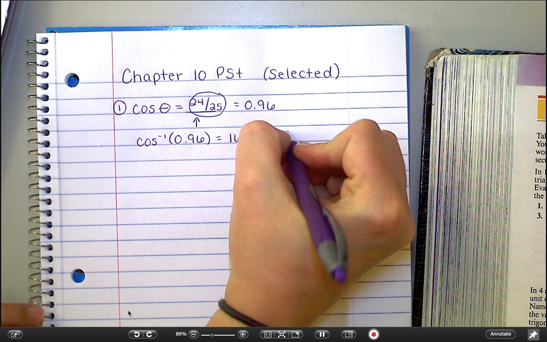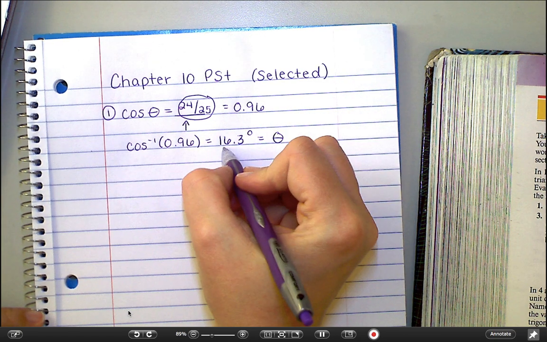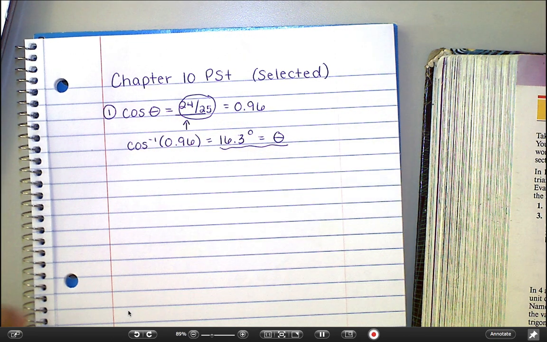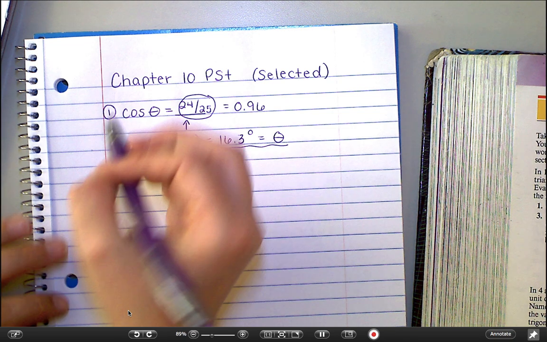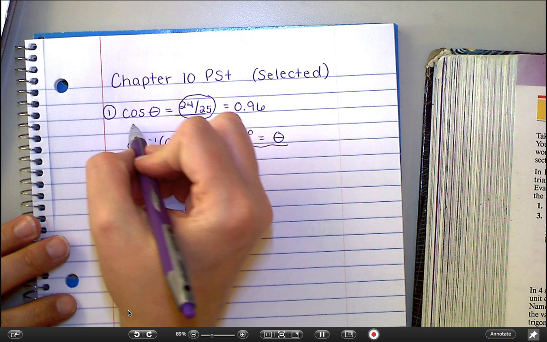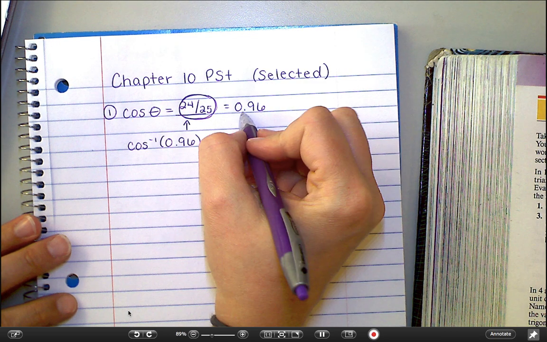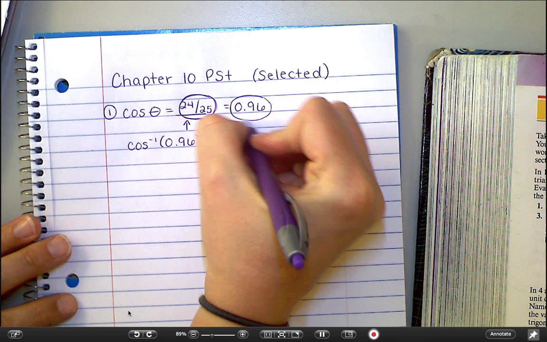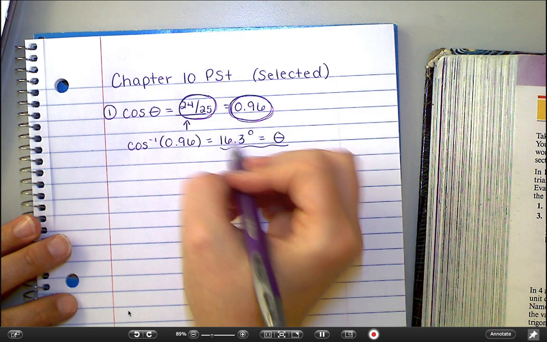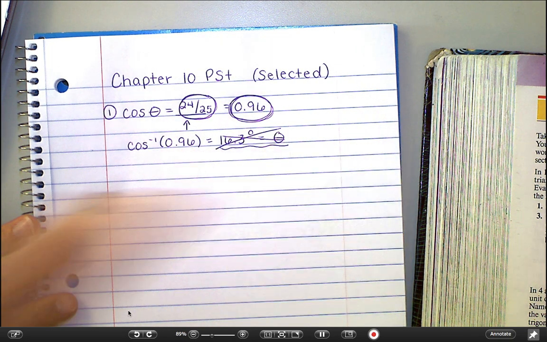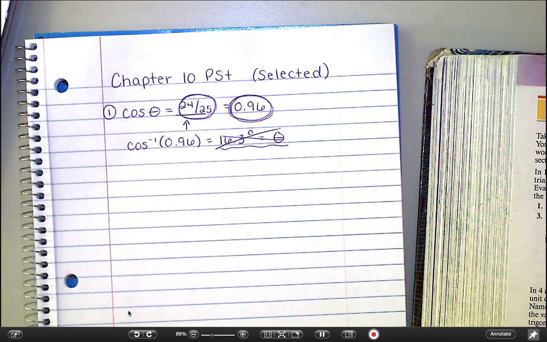If this is your answer, what you really found here was the angle measure. You found theta. So this is the theta measurement or the angle measurement, but that's not what the question asked for. The question said, what is the cosine? And the cosine is 24 over 25, otherwise known as 0.96. Either one of these answers would be acceptable. This is not the right answer because that's not what the question is asking for.